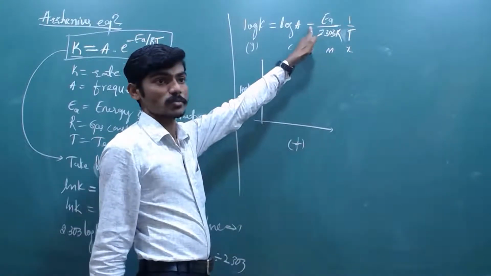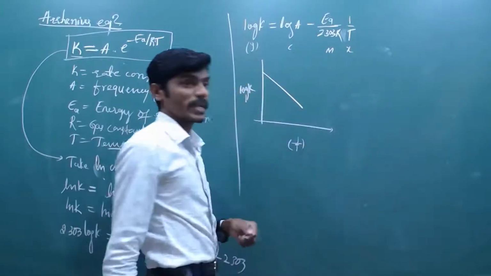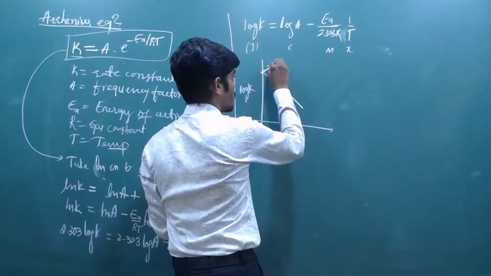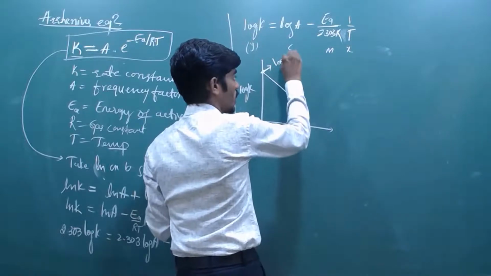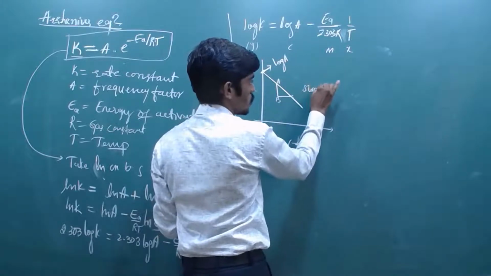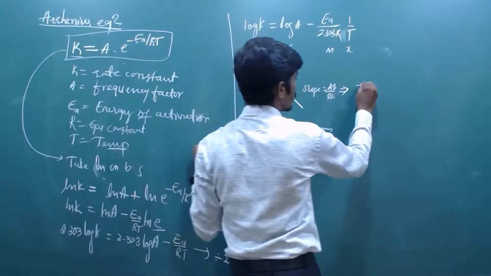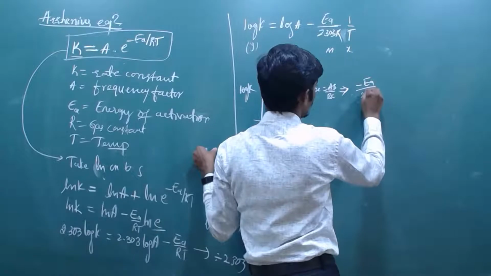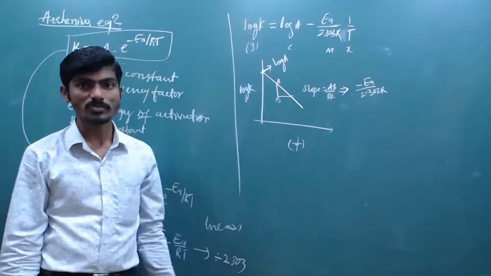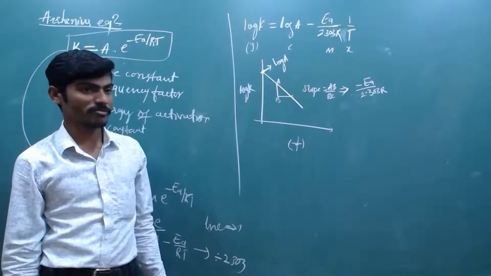Since there is a negative sign, it is a straight line with negative slope. The intercept c is equal to log A, and the slope of this curve ABC is AB by BC. The slope of the curve gives minus EA by 2.303 into R. Slope is equal to m. This is the graphical representation. Activation energy can be calculated from this graph.